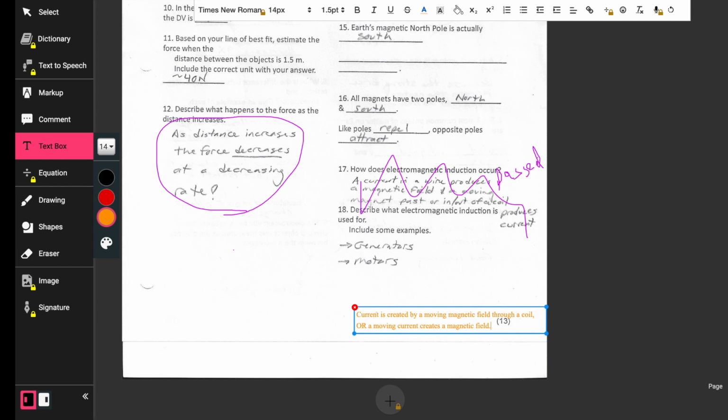Describe what electromagnetic induction is used for. Basically, generators and motors. Wireless charging uses electromagnetic induction to charge your phone. We got all the electrical generation. We got electric cars, which are motors. Your box fan that you're using to cool yourself uses electricity through a magnet to cause the fan to rotate, to cool you off. So electromagnetic induction, really cool stuff. One of my favorite topics.